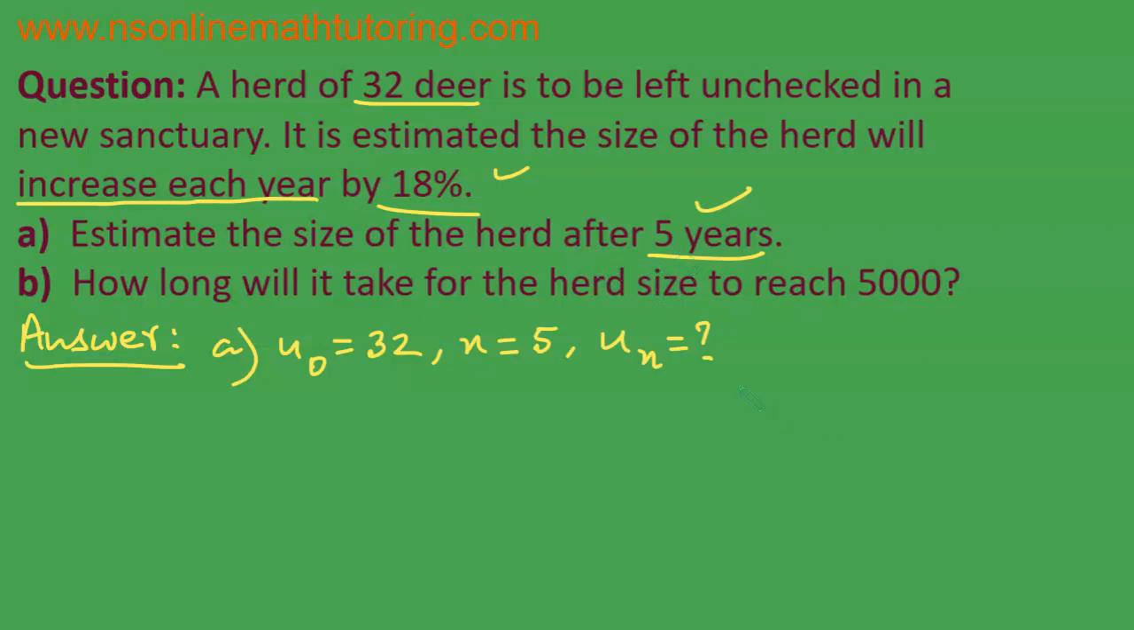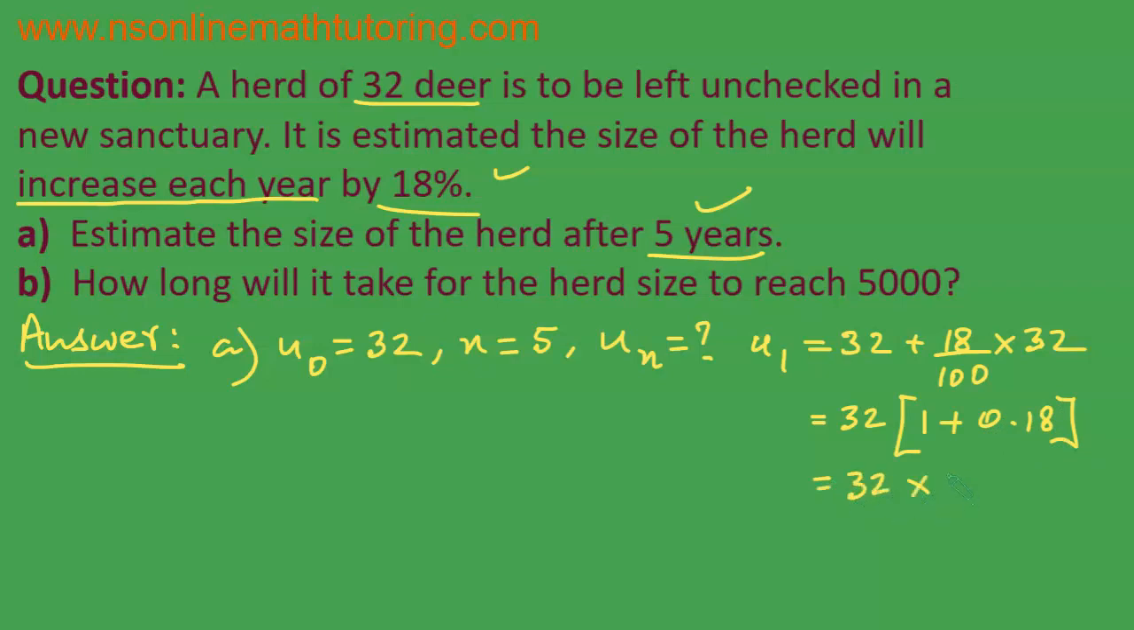Let us find the value of U1. U1 is the herd size after 1 year. So U1 will be equal to 32 plus the 18% increase, that is 18 over 100 times 32. So this is equal to 32 times, 1 plus 18 over 100 is 1.18, so 32 times 1.18. This is the value of U1, the herd size after 1 year.